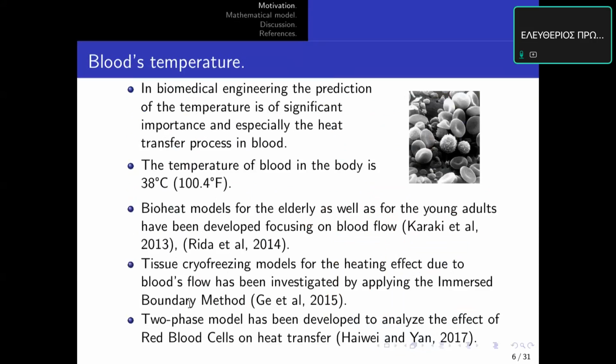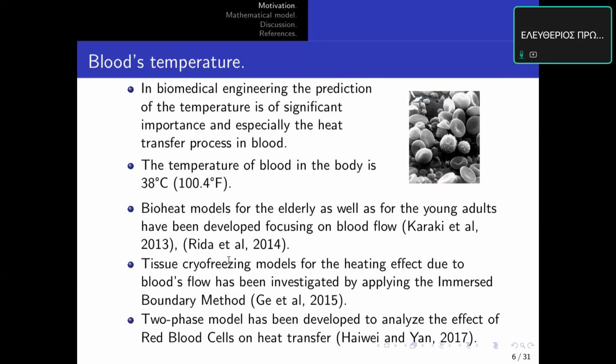Let's concentrate on the connection between temperature and blood. In biomedical engineering, the prediction of the temperature is of significant importance, and specifically the heat transfer process in blood. The temperature of blood in the body is 38 degrees Celsius, which is 1 degree more than the normal body temperature. Several models about the blood temperature have been developed. We will present you 3 of them.